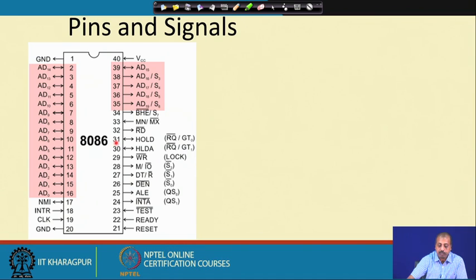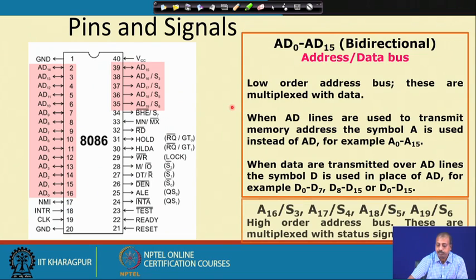Then other important pins that we have are the non-maskable interrupt, then the interrupt line. We will explain them one after the other. So, AD0 to AD15 are a bidirectional bus. They are the address and data bus. These are the low order address bus, and these are multiplexed with data.